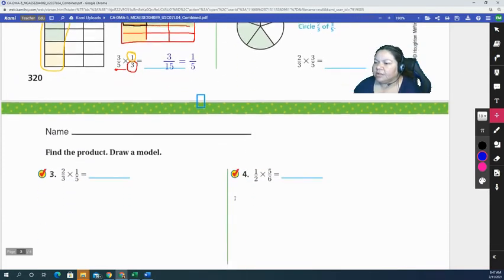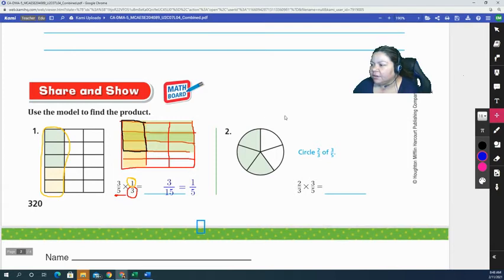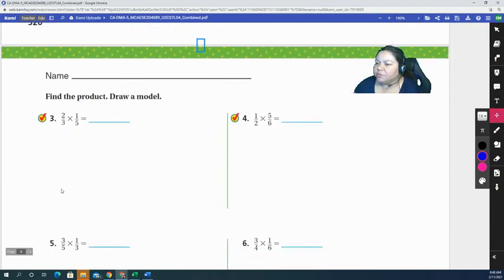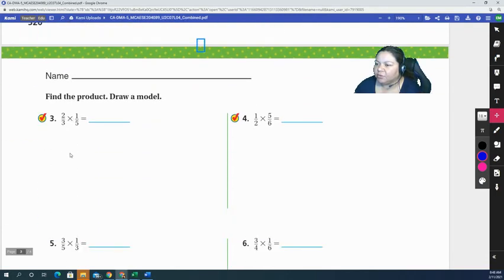Okay, so let's do one more. I'm going to do number 3. I really don't like the circles. If you like that one, you can. So I'm going to move on to number 3 because I really want you to get this diagram, the ones that overlap. So I have 2/3 times 1/5.